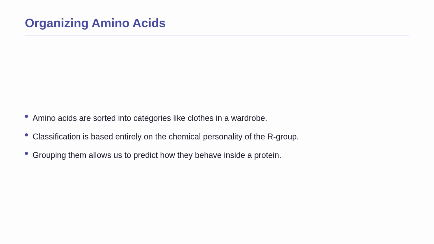Now that we understand the basic structure, we need a way to organize these 20 different molecules. Imagine you are organizing a massive wardrobe filled with different types of clothing. You would sort them into categories like winter coats or summer wear based on their properties. In biochemistry, we do the exact same thing. Because the R group is the only part that changes, we classify amino acids based entirely on the chemical personality of this side chain. By grouping them this way, we can easily predict how they will behave when they are strung together to form a complex protein.